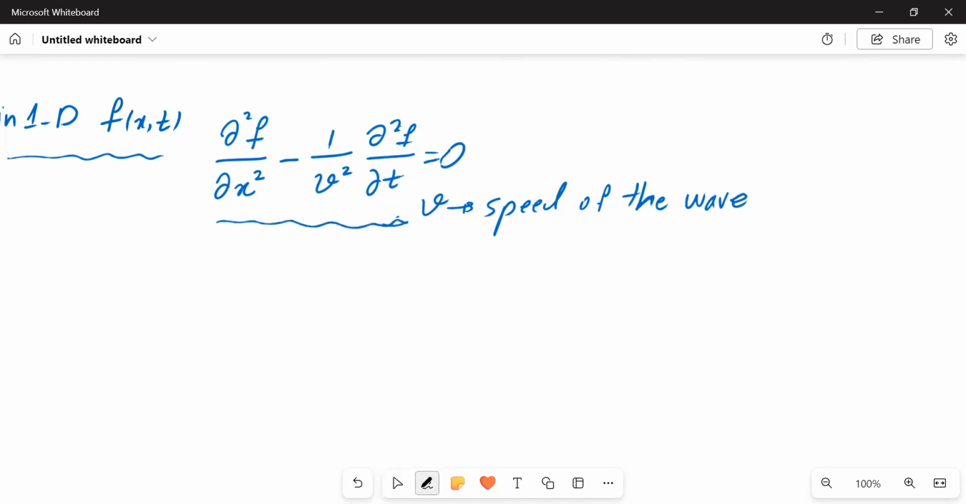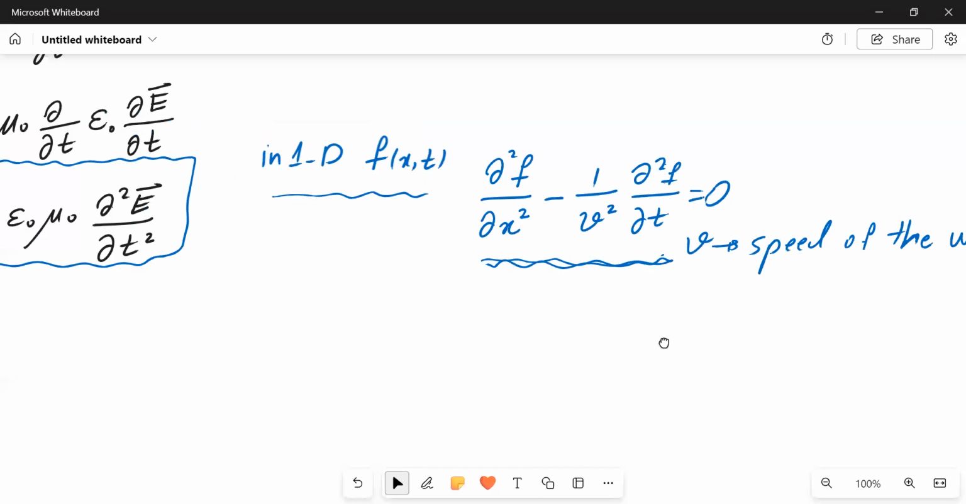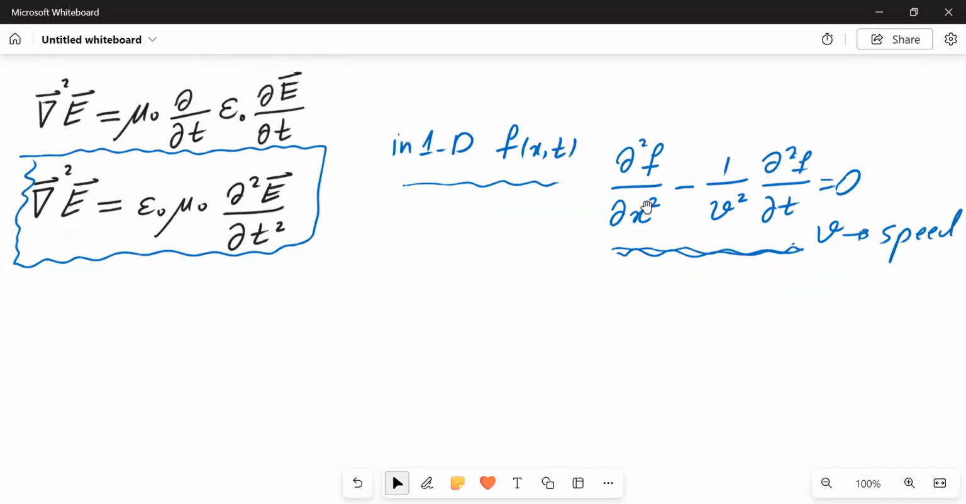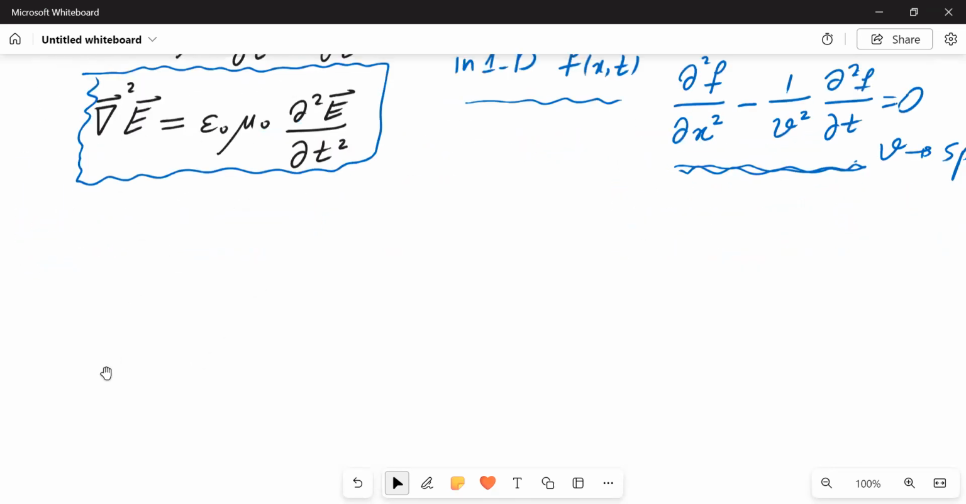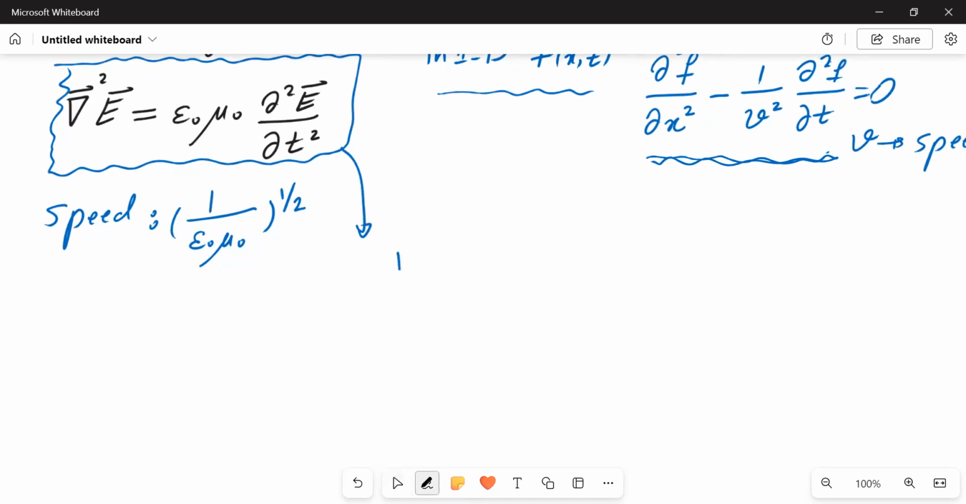Now, if I compare this one-dimensional wave equation with this three-dimensional form here, I can just see that I have three components for my gradient or the Laplacian operator here. I can say that, all right, this is actually giving me a wave with a speed of 1 over epsilon naught mu naught to the power 1/2, right? It's easy to see. I can just take this here and bring everything to the left-hand side.